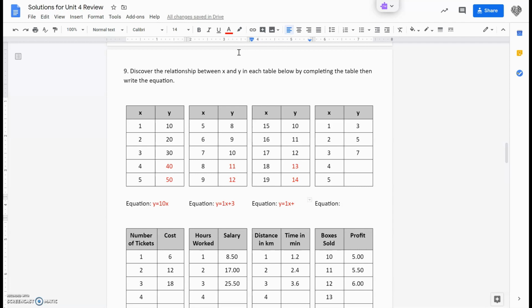You can do that if you want to, but we could also say it's 1 times x plus something should give us y. Well, if we did 1 times x for the first column, 1 times x would be 15. 15 plus what is going to give us 10? Well, 15 plus nothing gives us 10, but 15 take away 5 does give us 10. 1 times 16 would give us 16. Take away 5 would give us 11. 1 times 17 gives us 17. Take away 5 gives us 12.